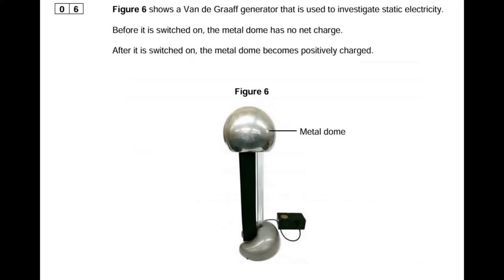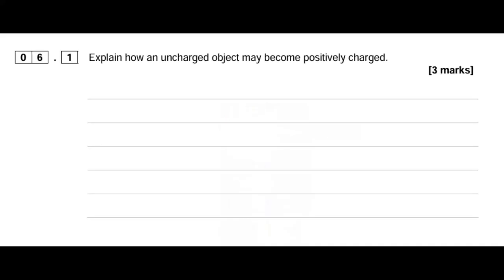Once again, for question 6, we're given a nice little prelude to the actual questions where they just explain a bit of physics. Here, they explain a Van de Graaff generator, saying that it's used to investigate static electricity. Before it's switched on, the metal dome has no net charge. However, after it's switched on, the metal dome becomes positively charged. And 6.1's directly linked to the Van de Graaff generator: explain how an uncharged object may become positively charged.